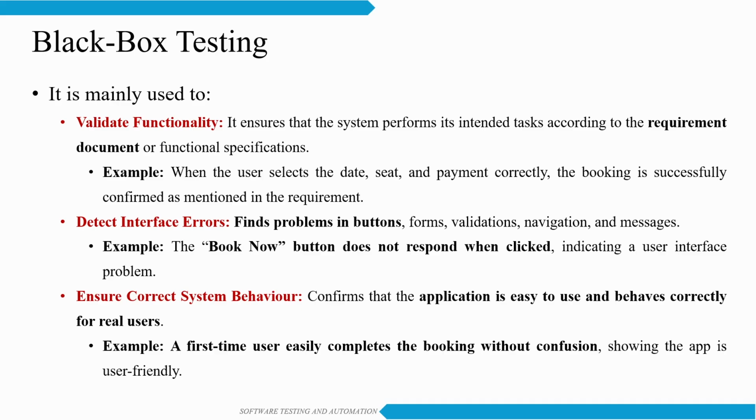Then correct system behavior. It checks whether the application is easy to use. So for any type of user, is it easy for them to use the application or not? For example, a first time user should not find it difficult to fill in the application or complete the booking without any confusion. So it indirectly shows that the app is user friendly, and it verifies the software works correctly.